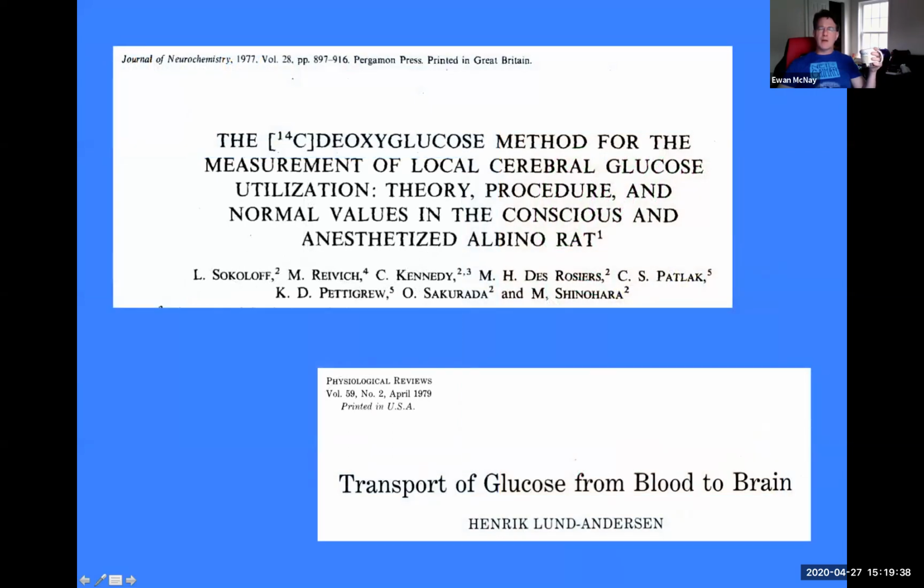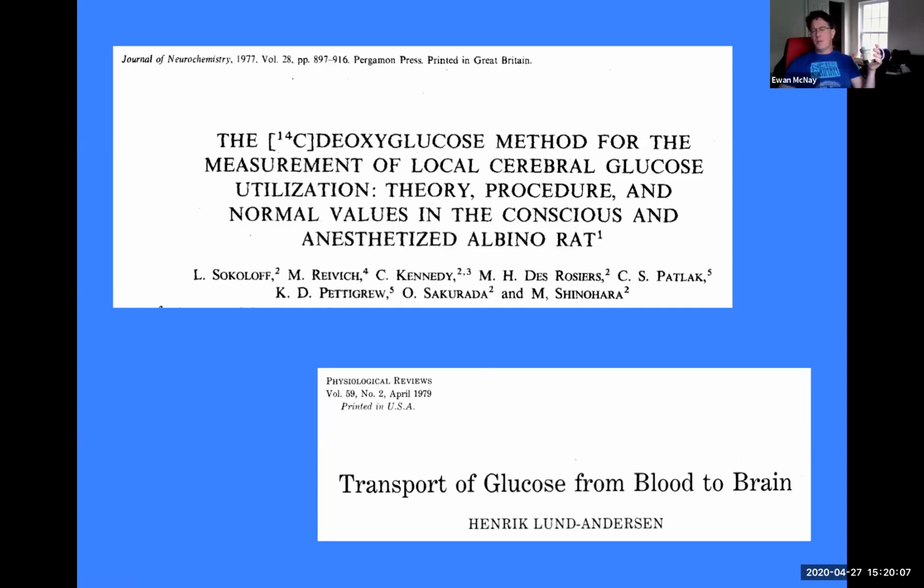But let's go back and first think about some history. Mid-1970s, there is a bunch of work, particularly driven by Louis Sokolov. Louis Sokolov is a totally brilliant guy, who develops this method called 2DG, which we saw way back in methodology, that allows you to look at brain metabolism in the awake animal, while the animal is doing something or seeing a visual pattern and so on. And we get a model built on some of those data of brain glucose supply.